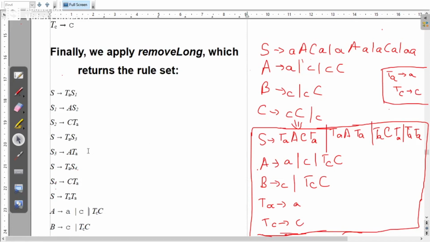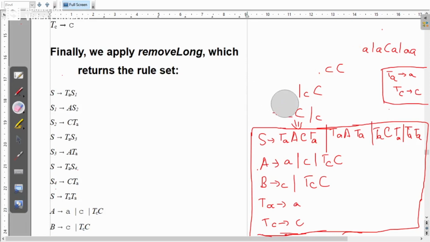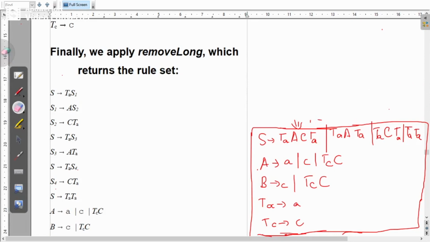First of all, for this, S gives TA, A, C, TA. Let me tell you how I will convert it. S gives TA, A, C, TA. This one portion I am going to take. Let me tell you how I am going to convert it. So for this I will name it as S1. So I can write S gives TA S1.